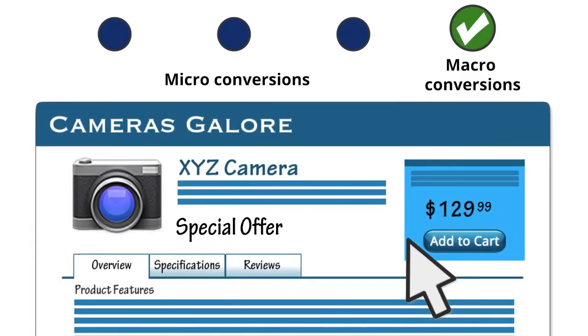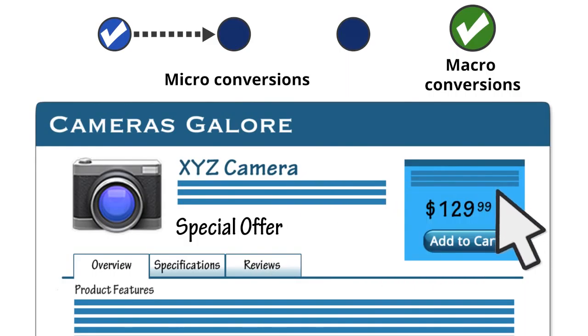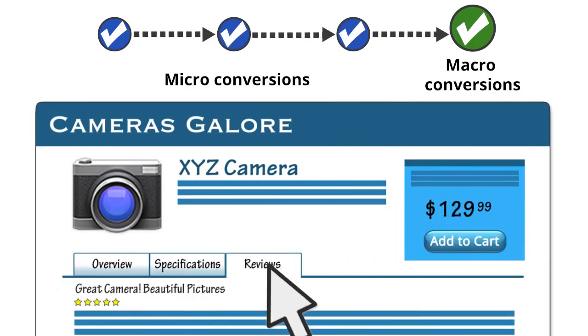A micro conversion is also an important action, but it does not immediately contribute to your bottom line. It's usually an indicator that a user is moving towards a macro conversion. It's important to measure micro conversions because it helps you better understand where people are on the journey to conversion.